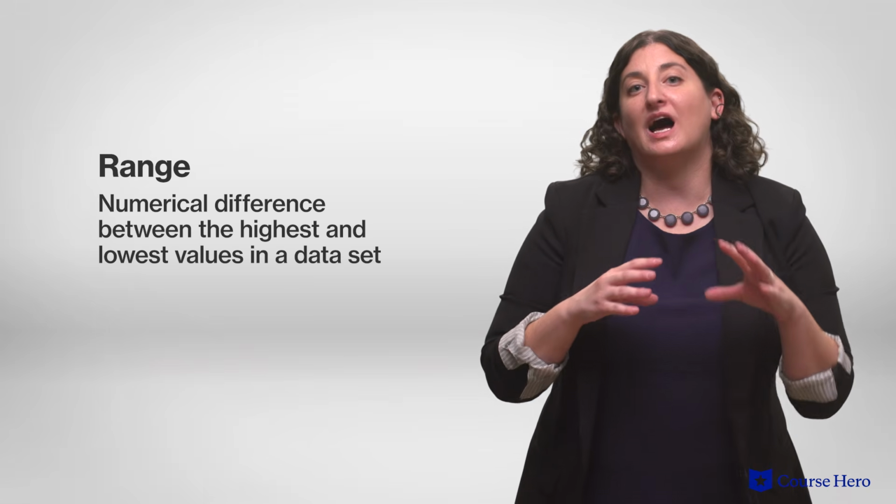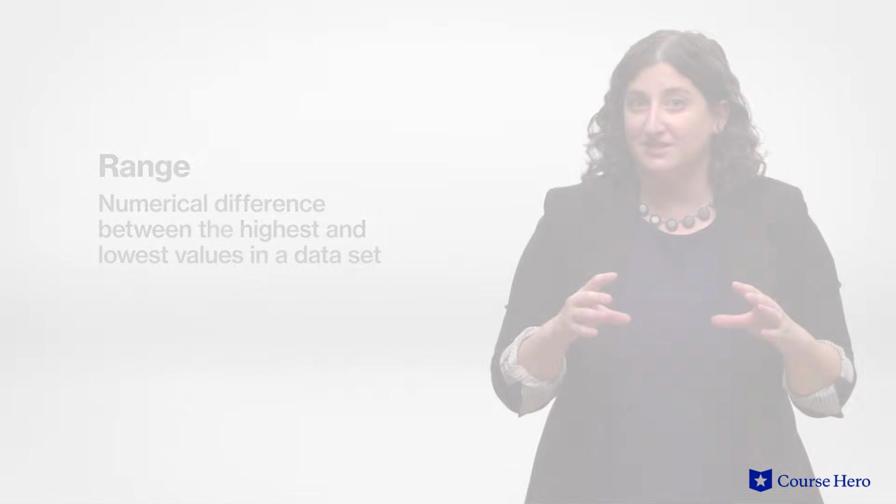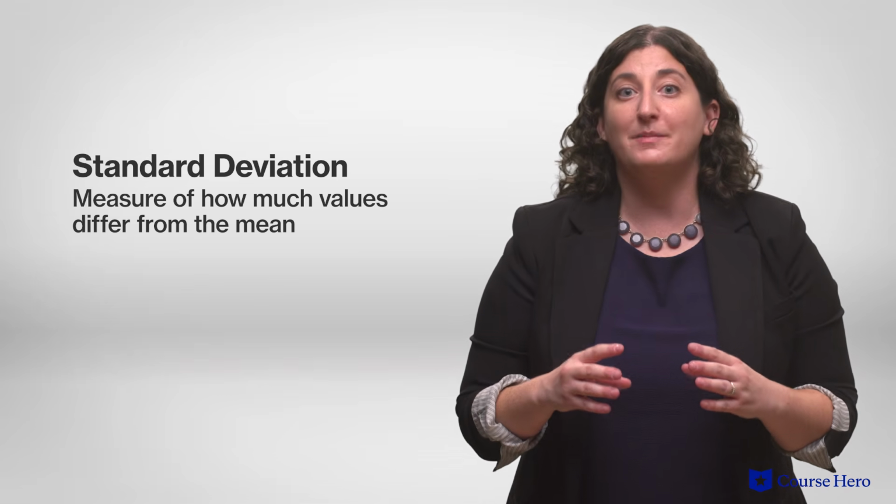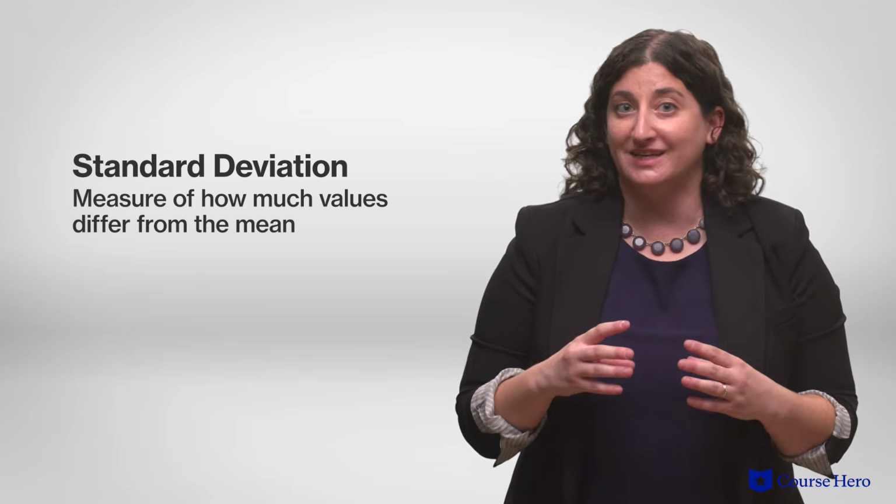In addition to using measures of central tendency as a descriptive score, we can also summarize our data using variance, or how similar or different the values are from one another. One measure of variance is the range, the numerical difference between the highest and lowest values in a dataset. A more complex measure of variance is standard deviation, a measure of how much values differ from the mean.